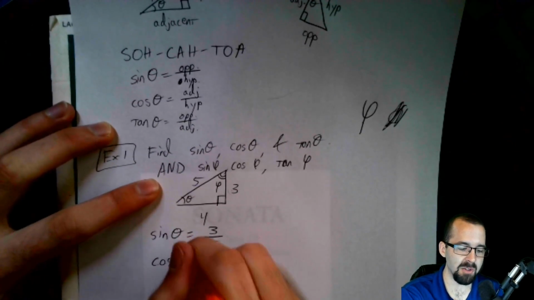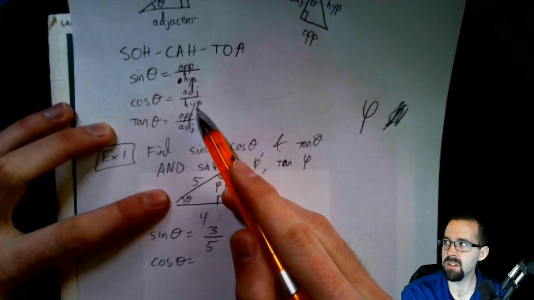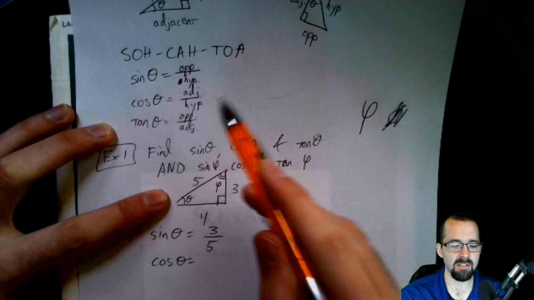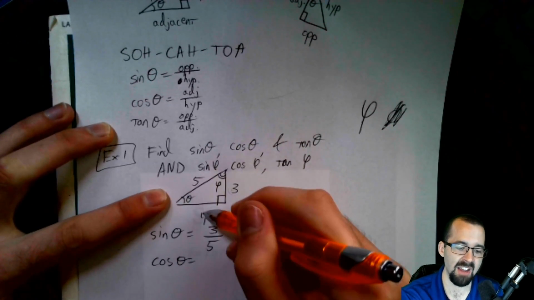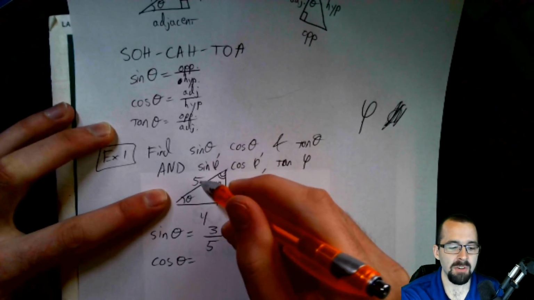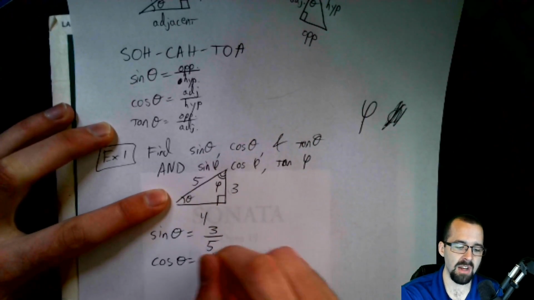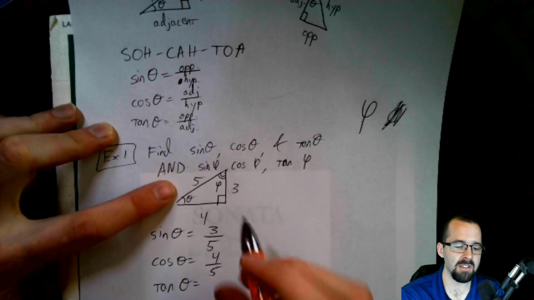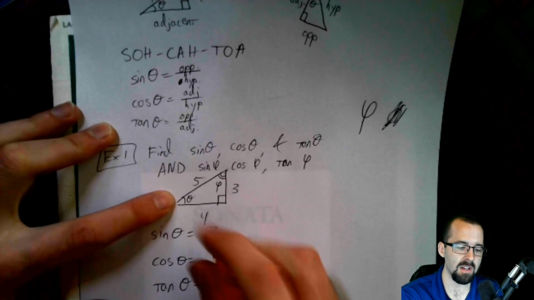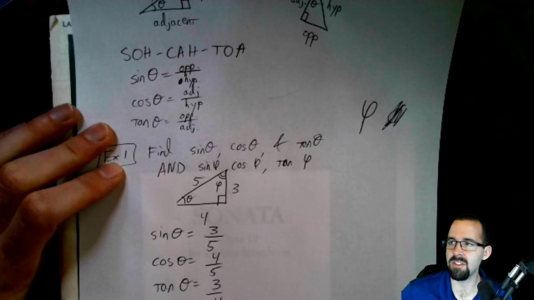Next up, we've got cosine of theta. Again, go to your definition, Sohcahtoa. Adjacent divided by hypotenuse. Adjacent is the side touching it. The 5 and 4 are both touching it, but 5 is the hypotenuse because it's opposite of the right angle. So adjacent is 4 divided by, again, the hypotenuse, which is 5. And then you can just go really quick. Tangent is opposite over adjacent. Opposite is 3. Adjacent is 4. So that's sine, cosine, and tangent of theta.